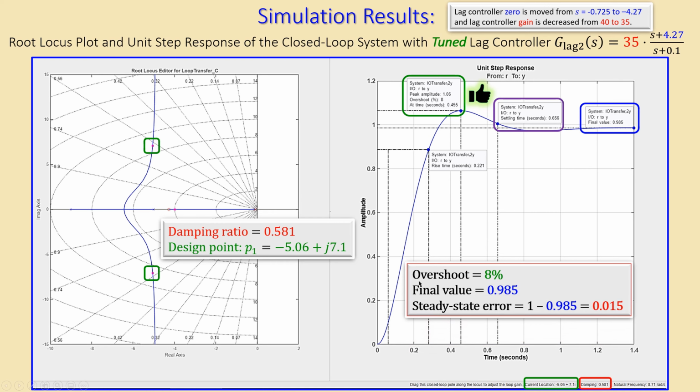So what we have in total, in summary, the overshoot is 8%. The final value is 0.985. That means the error we have now is 1 minus 0.985, because of the unit step input, which is 0.015. And we had before, with the lag controller design, with the GLAG1 initial design, 0.072. So this is definitely a lower steady state error.